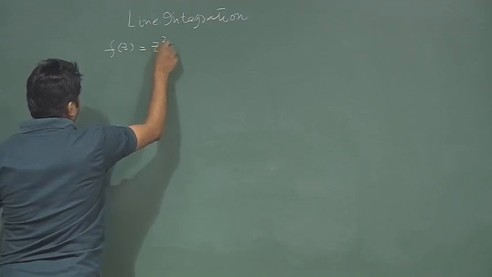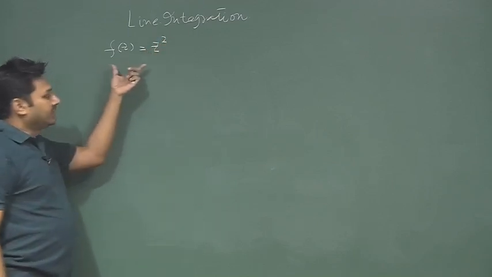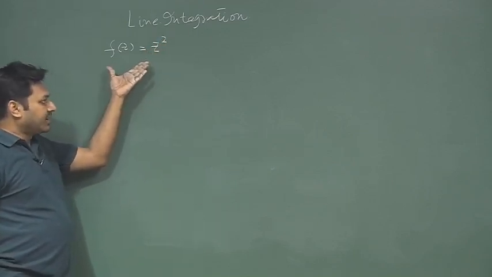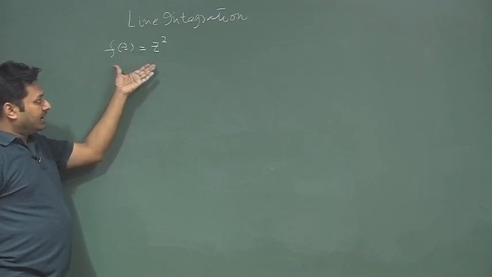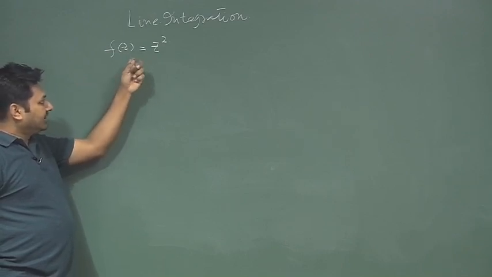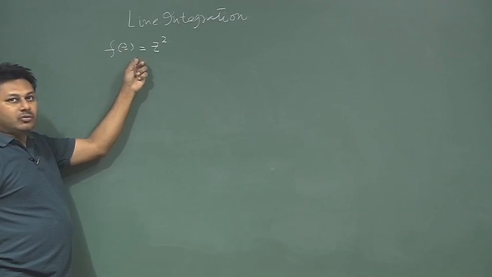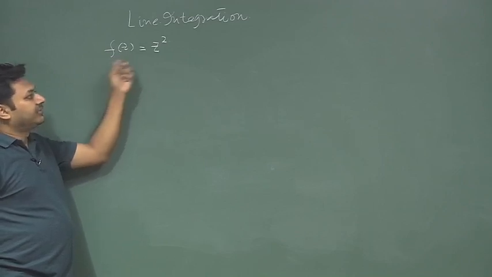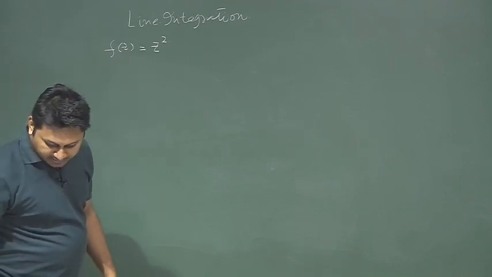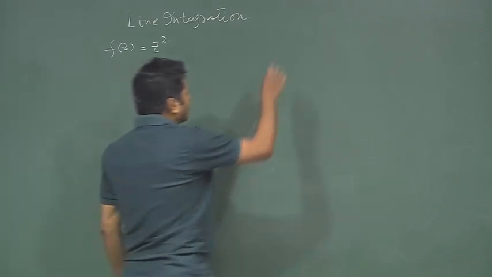z square. This is the function that is given. This is an example I am doing. Here I need to evaluate this particular function z square for three different paths. So, the problem is there are three different paths given.